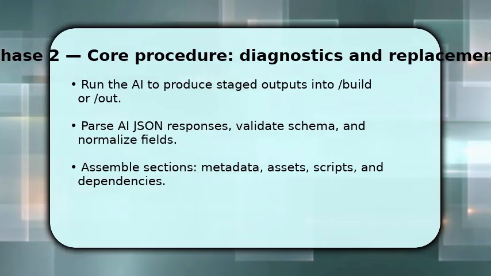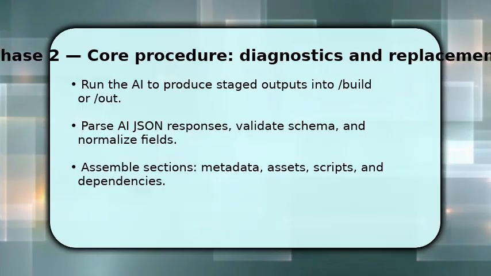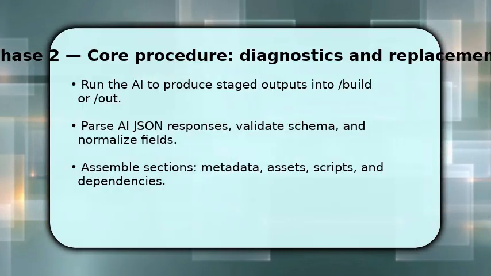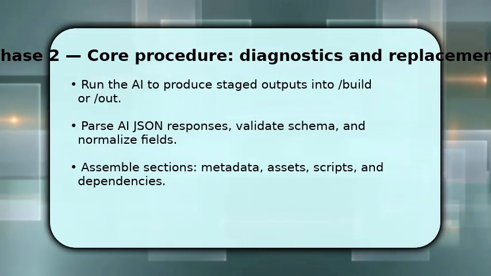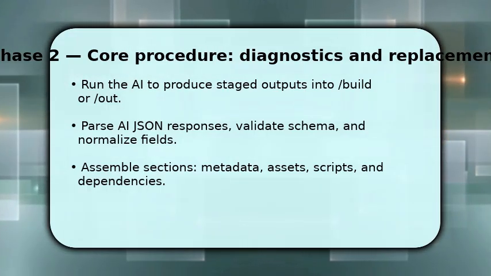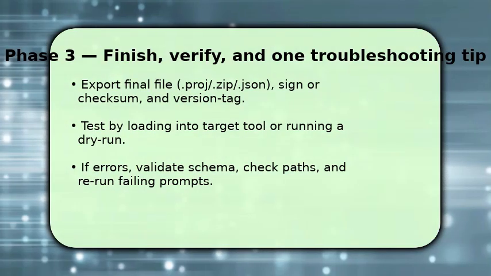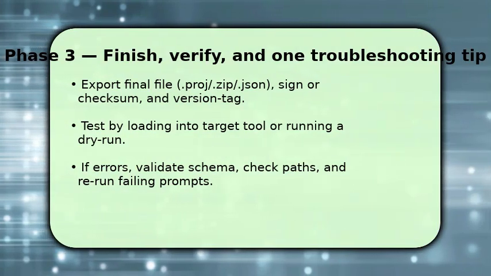Next, assemble the final project file by concatenating metadata, assets references, execution scripts, and dependency lists. Make sure to include relative paths and version pins so the file is portable. This middle work you finish by exporting and testing the project file.